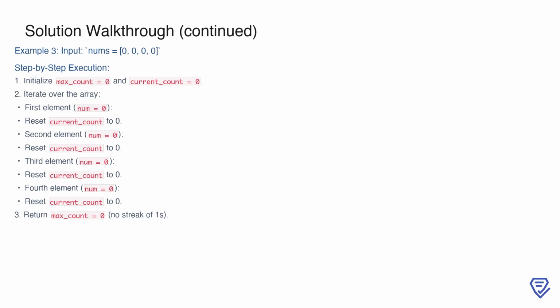In this final example, we examine the input array nums equals 0, 0, 0, 0. Starting again with max_count equals 0 and current_count equals 0, we iterate through the array. The first element is 0, so we reset current_count to 0. The second element is also 0, and again, current_count remains at 0. Similarly, for the third and fourth elements, which are both 0, current_count stays at 0 throughout. Since there are no ones in the array, there is no streak of consecutive ones to count. As a result, we return max_count equals 0 as the final result.